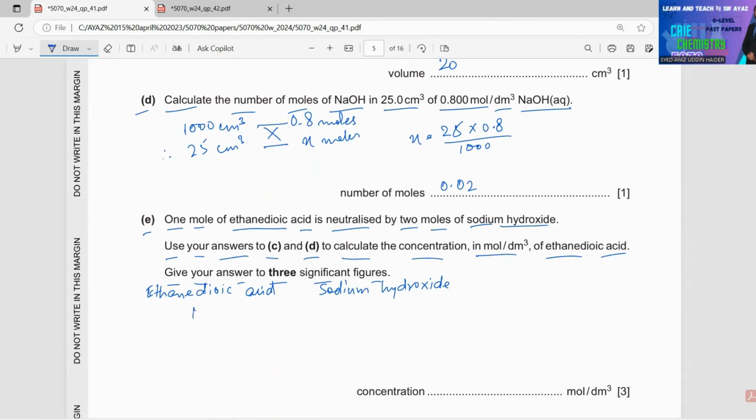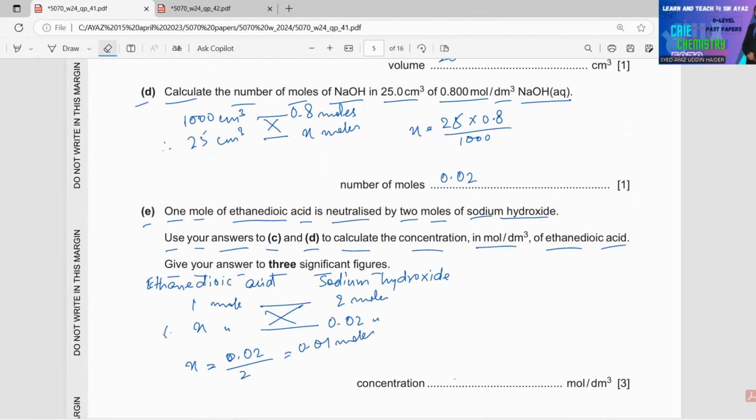So we have this information. They are saying 1 mole is neutralized by 2 moles of sodium hydroxide. Therefore, X moles is neutralized by 0.02 moles. So X is equal to 0.02 divided by 2. You get 0.01 moles. So these are the moles present in 20 centimeter cube.